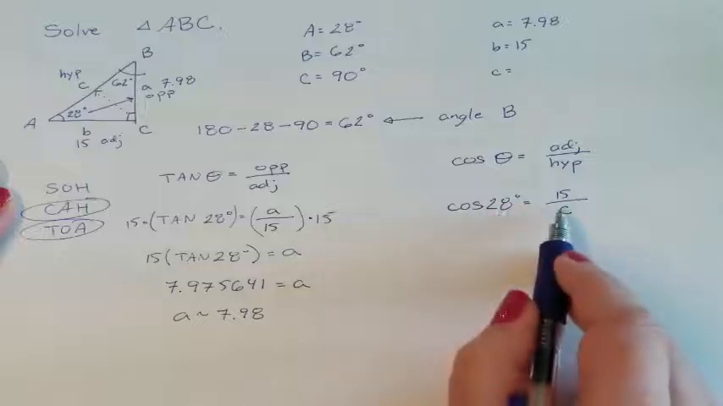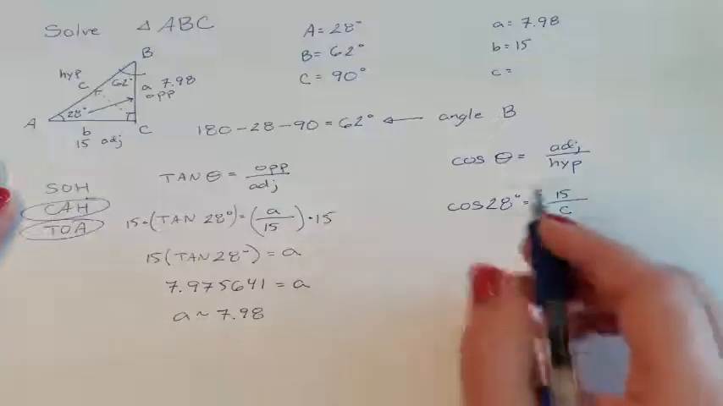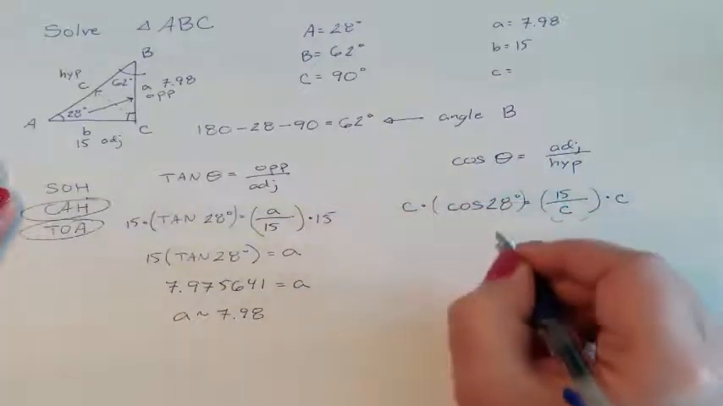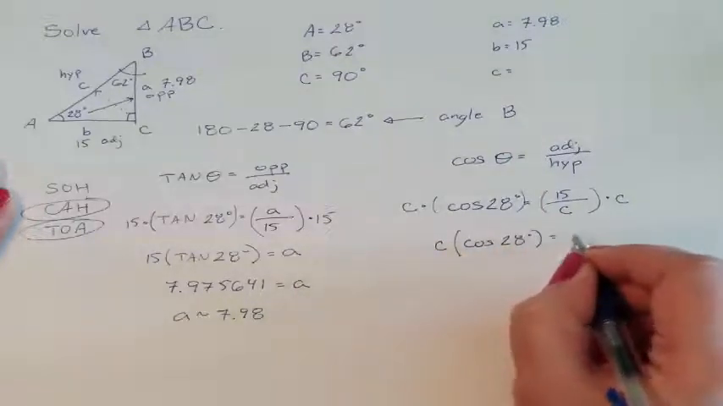So now that I have cosine of 28 degrees equaling 15 over C, C can't be in the denominator. So I need to multiply both sides by C. So I have C times cosine of 28 degrees is going to equal 15.